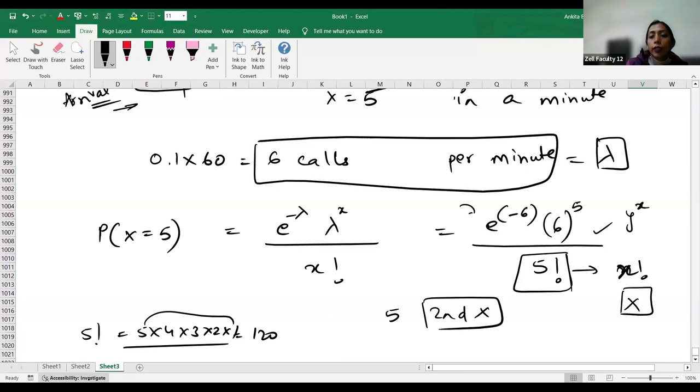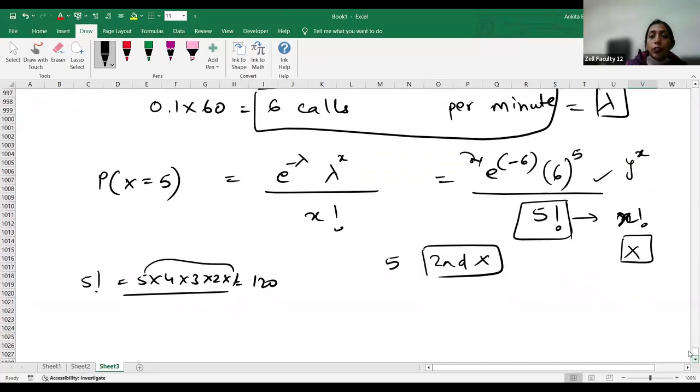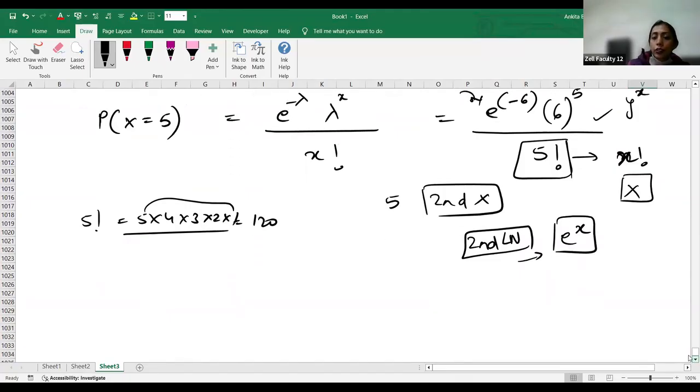Now let us see how we find this part, e to the power of minus 6. To use the e to the power x function on your calculator, it can be accessed using second and ln, because you can see above ln, e to the power x is mentioned. So let's try e to the power minus 6. First, everybody write 6.